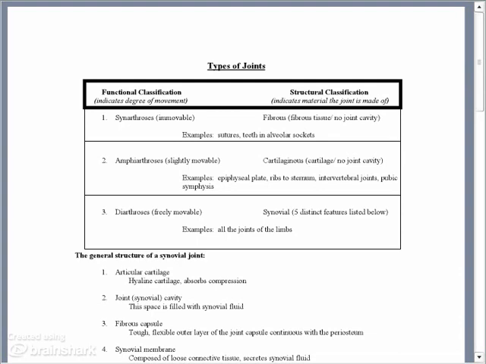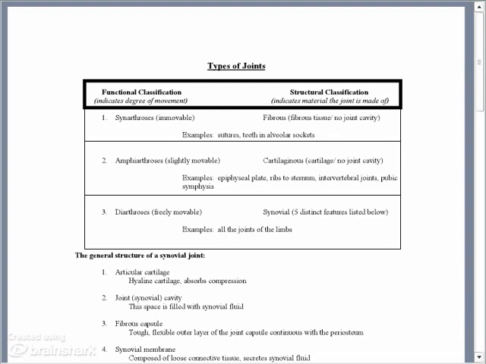So if you look down at number 2 now, you see the term amphiarthroses, and that's a slightly movable joint. That would be that particular joint's functional classification. It's slightly movable. Its structural classification would be cartilaginous, because the joint itself consists of cartilage and there is no joint cavity. So the examples that you see here, the epiphyseal plate is actually considered a cartilaginous joint, because that is where two bones come together.